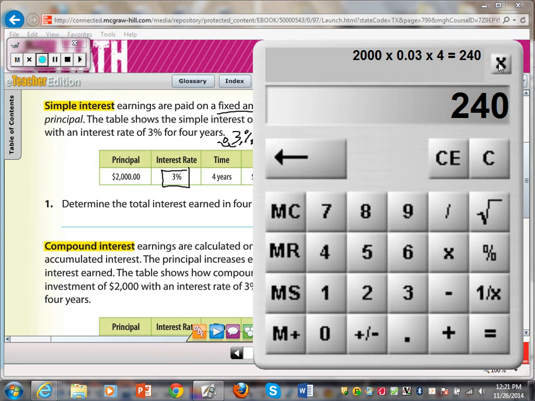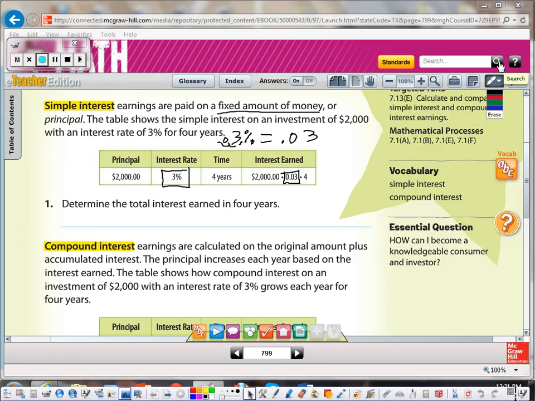This is just the interest. What you want to know is that if you started with $2,000, then in 4 years you earn $240 interest.